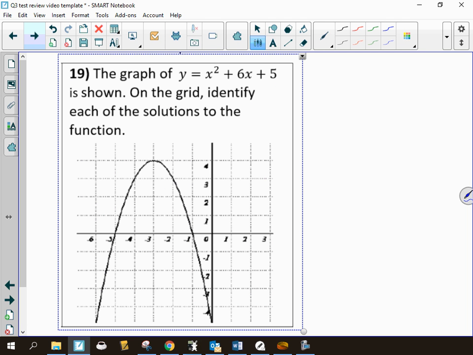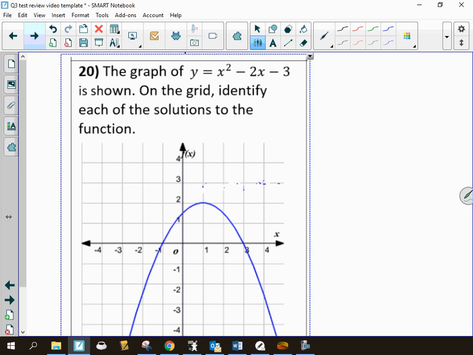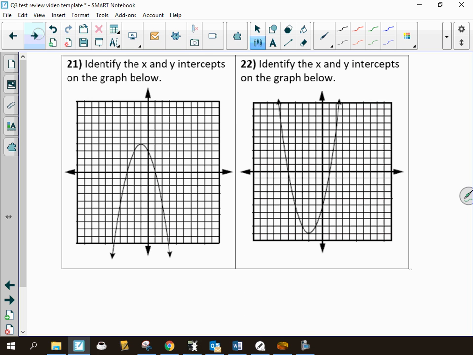For 19, the graph of y equals x squared plus 6x plus 5 is shown. On the grid, identify each of the solutions to the function. So the solutions are the zeros. And if this was on the SOL, you would literally just make points there. 20 is the same thing. Identify the zeros. For 21, it asks you to identify the x and the y intercepts. For 22, identify the x and the y intercepts.